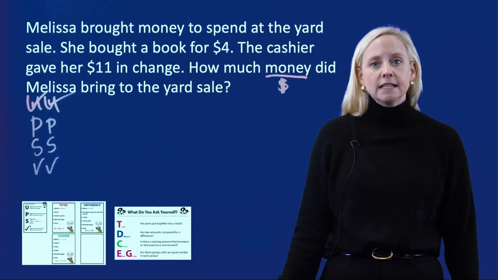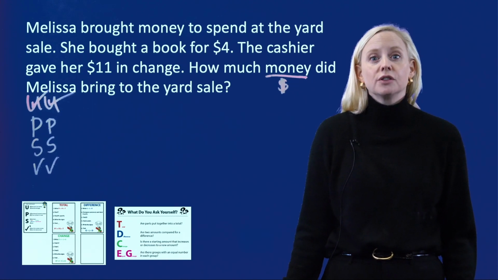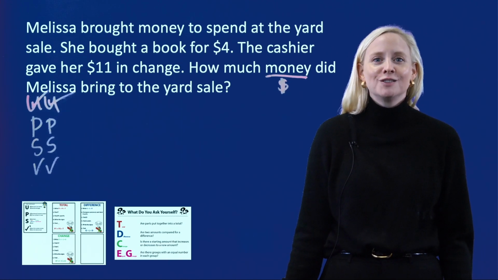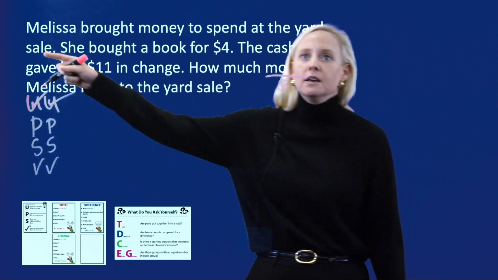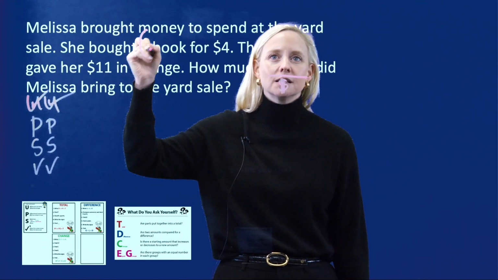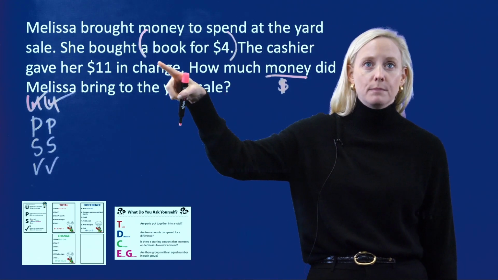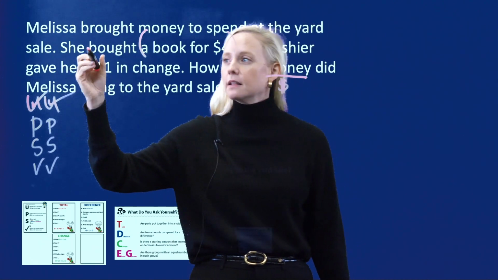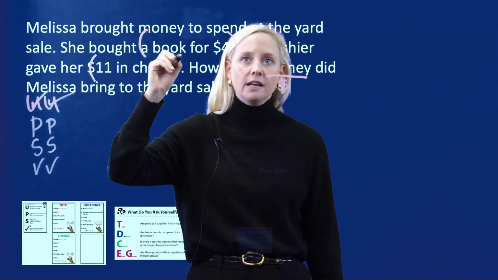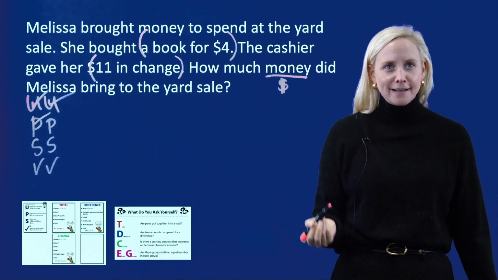My first P stands for put parentheses around needed numbers. So I'm going to scan my numbers and make sure they're all talking about or related to our label, which is money. So my first number is 4. I kind of like to put parentheses around what the 4 is talking about, and that's talking about a book. My next number is 11. We got $11 in change. So I've put parentheses around my needed numbers.